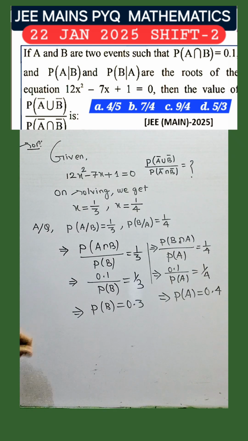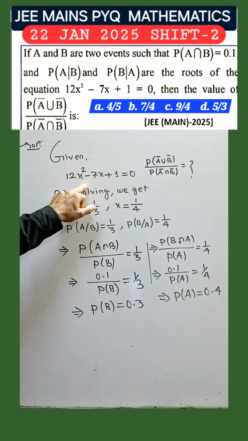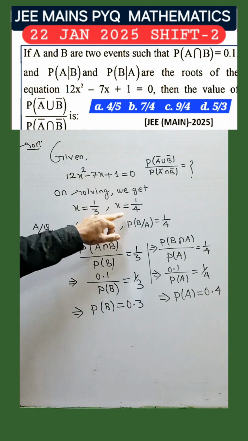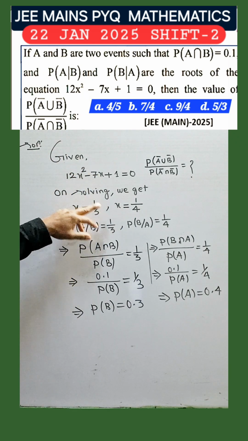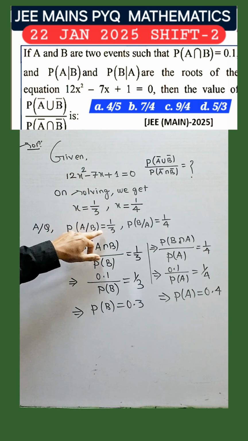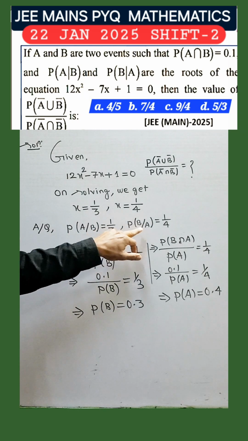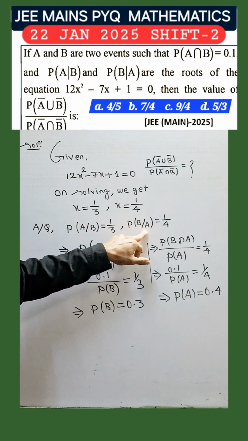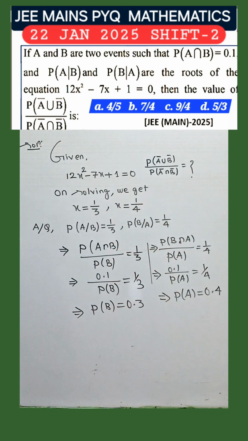Okay, for that take the quadratic equation and solve it. On solving you will get the roots according to the question. The roots are P(A|B), which must be equal to 1 by 3. Accordingly, the probability of B with respect to A must be equal to 1 by 4.